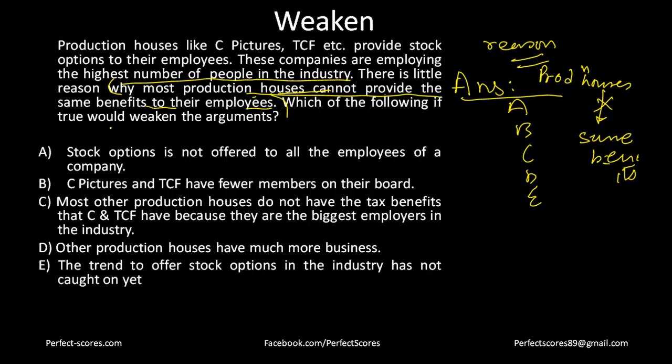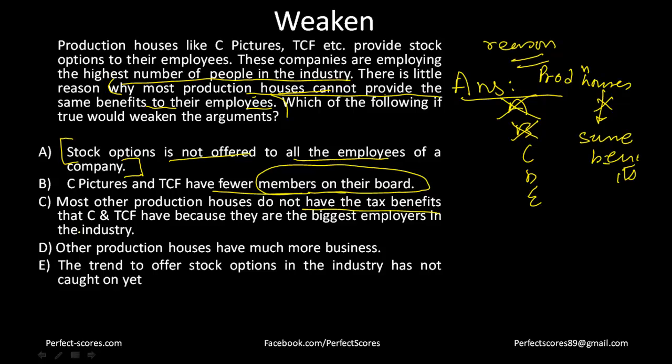Let's go through option A. Stock options is not offered to all employees of a company. This is totally irrelevant. We are talking about the other production houses, so not relevant. B says C Pictures and TCF have fewer members on their board. Now members of the board, whether the number is big or small, does not have any effect. C says most other production houses do not have the tax benefits that C and TCF have because they are the biggest employers in the industry.